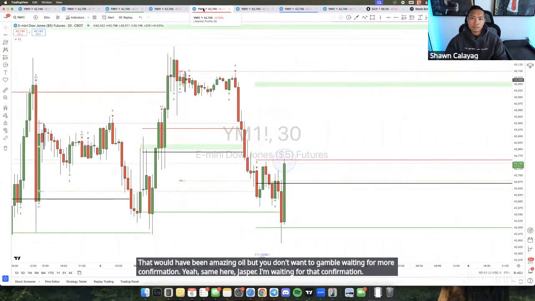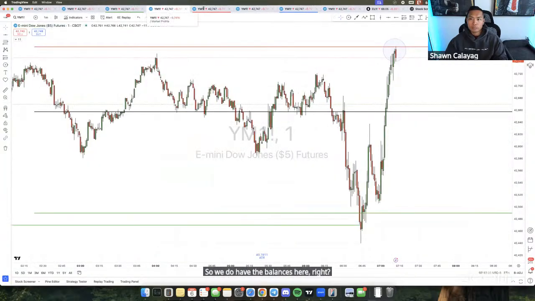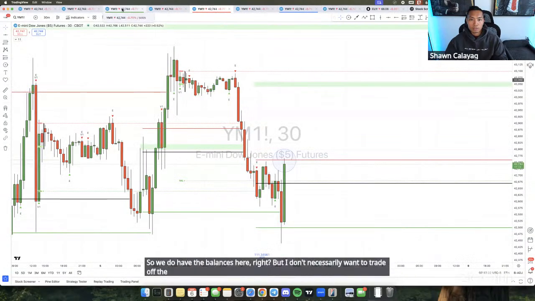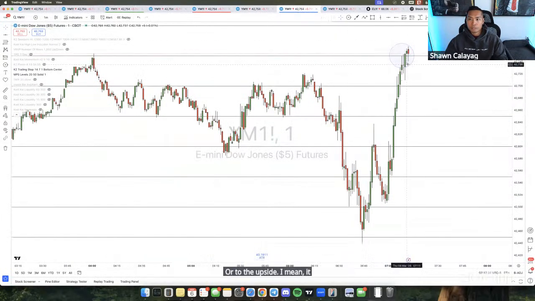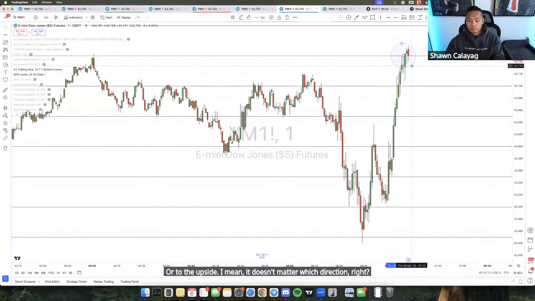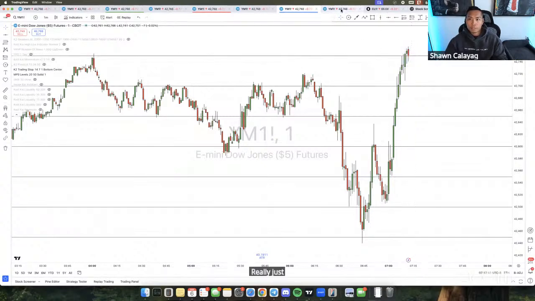So we do have the bounces here, right? But I don't necessarily want to trade off the bounce. I want to wait for some sort of confirmation back to the downside or to the upside. I mean, it doesn't matter which direction, right? Really just waiting for some sort of confirmation here before I hop in.